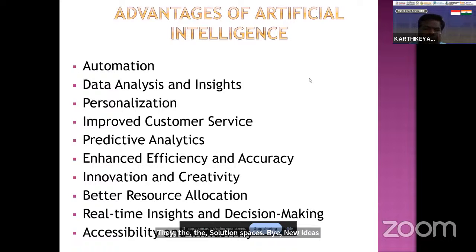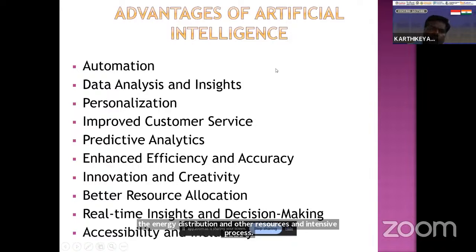And the next advantage is better resource allocation. Better resource allocation is nothing but analyzing the data and identifying the areas where the resources can be allocated more effectively. So this applies to logistics and supply chain management, energy distribution, and other resource-intensive processes.